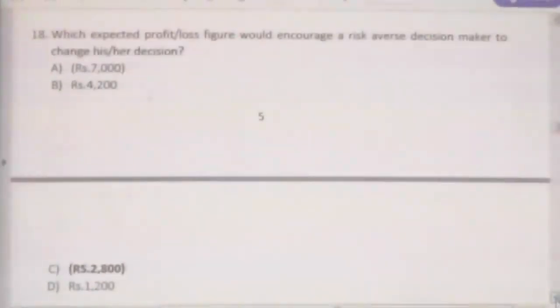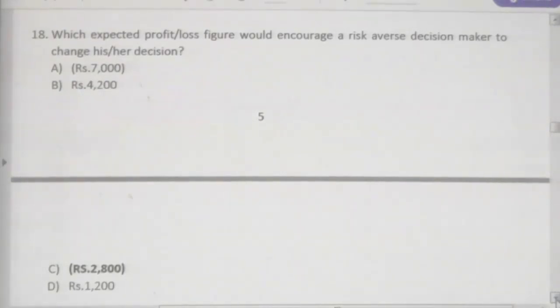Question 18. Which expected profit or loss figure would encourage a risk-averse decision maker to change his or her decision? Who is this risk-averse decision maker? He is the person who doesn't like to take risk, right? He is not a lover. He wants to eliminate the risk. He wants not to accept the risk.